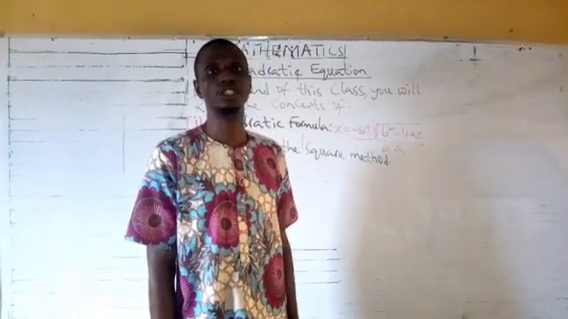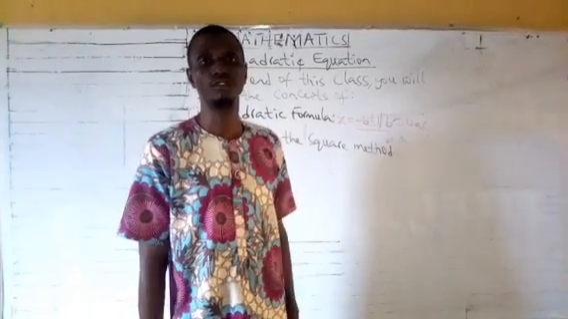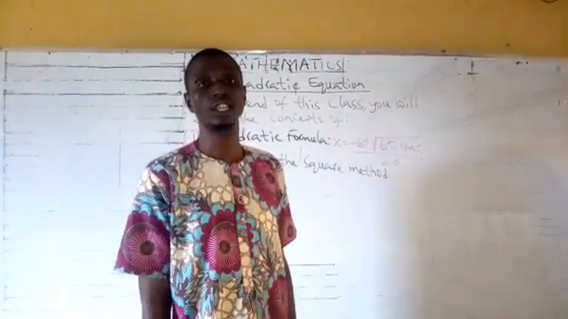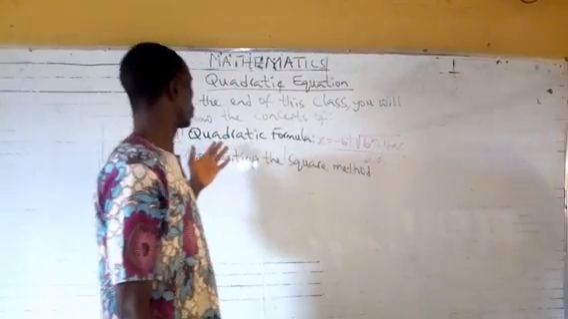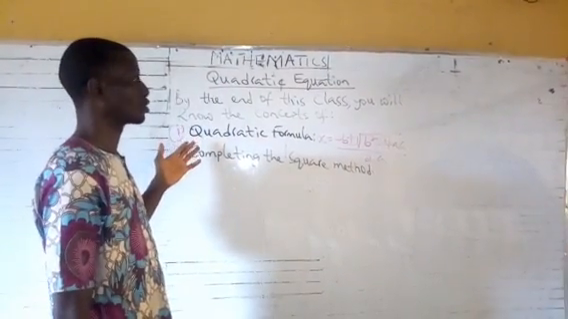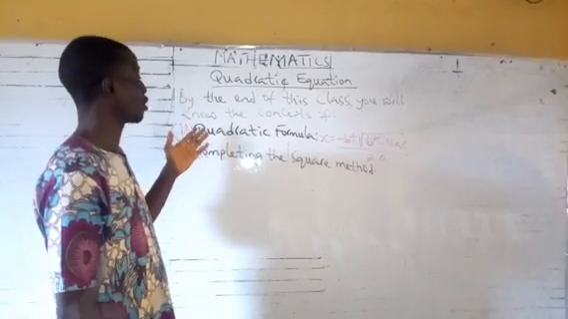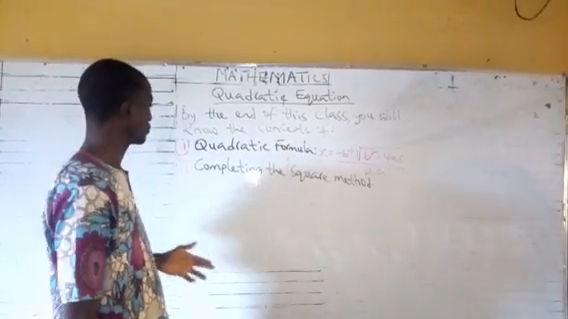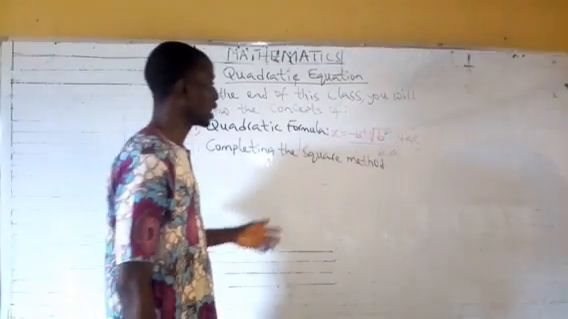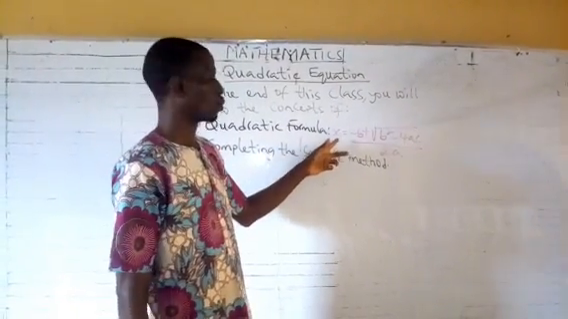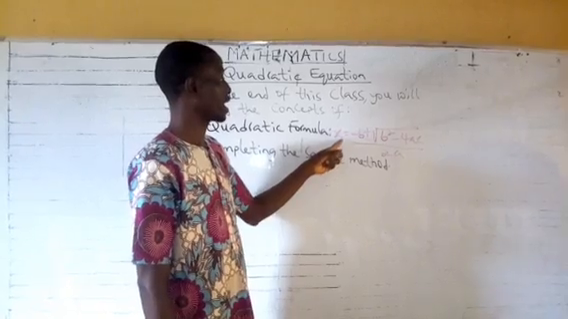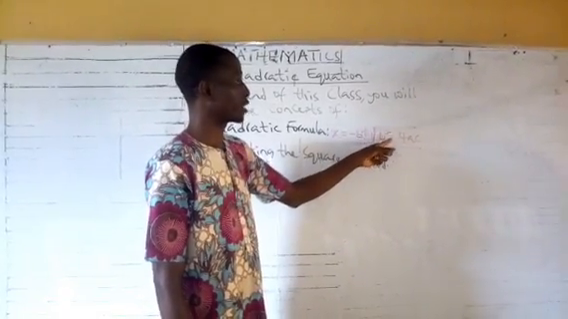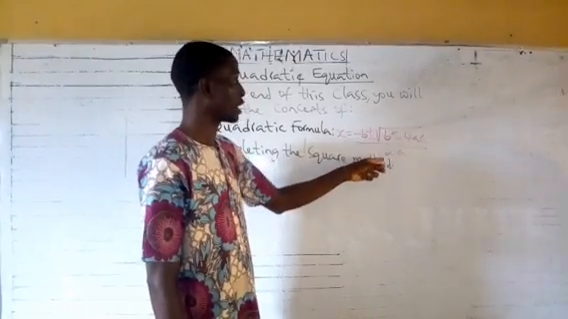Pay rapid attention as we move on with this video. This is the concluding part of the quadratic equation, whereby we'll be looking at the two other methods that we can use in solving quadratic equations: the quadratic formula and the completing the square method. If you look at the board, we have the quadratic formula, which is x equals minus b plus or minus square root b squared minus 4ac over 2a.